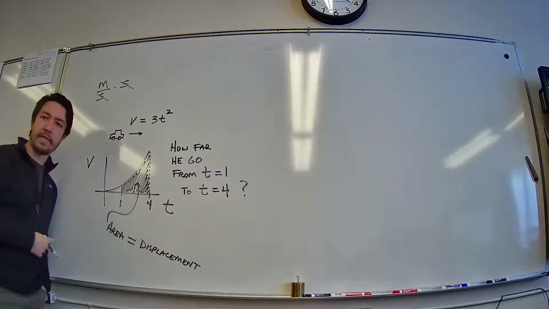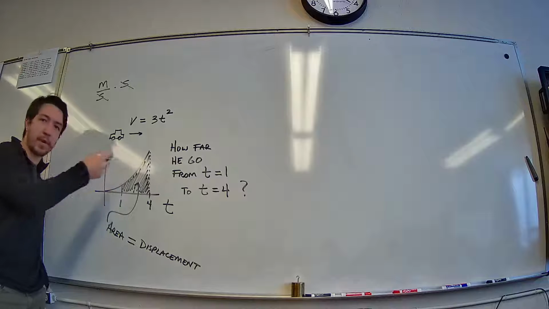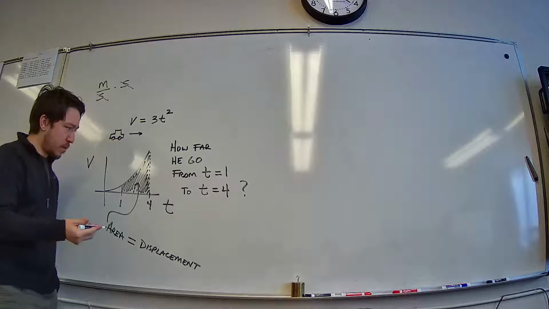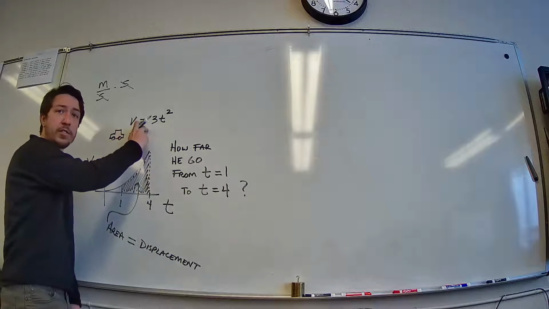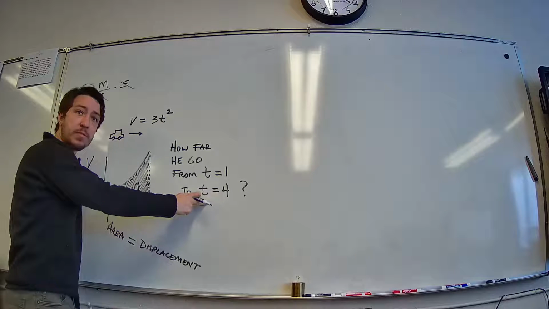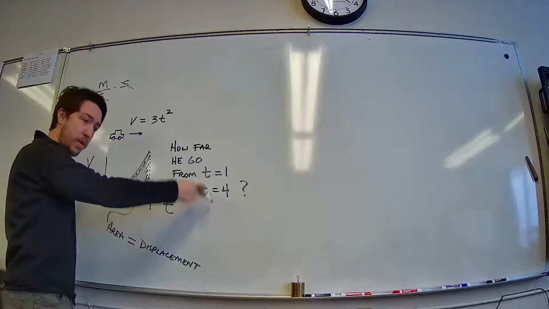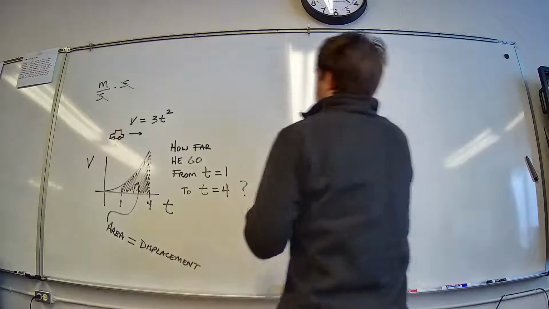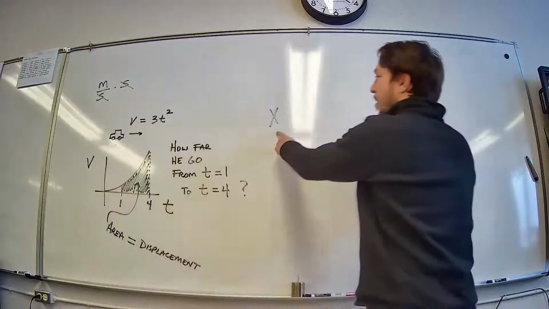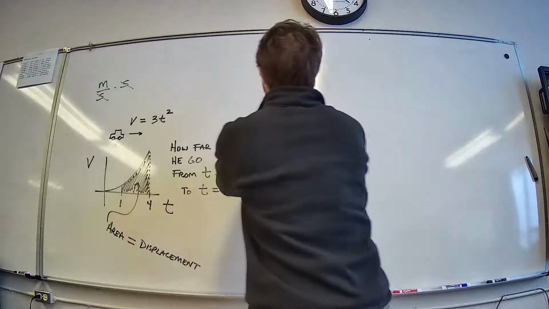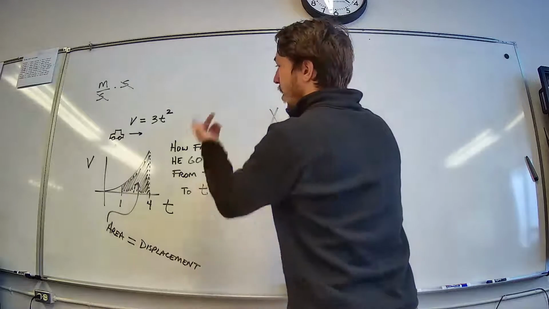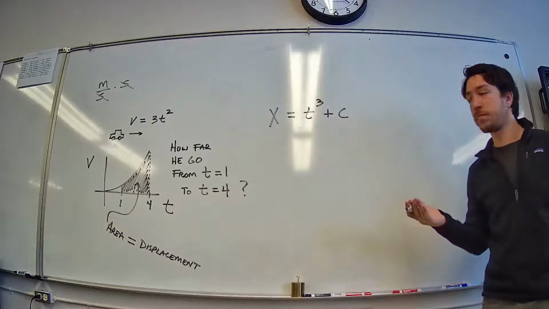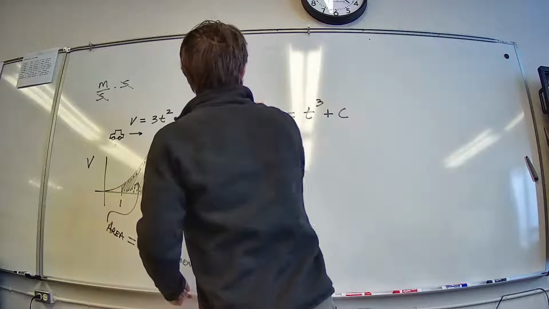But then you say, well, that's kind of a difficult area to find. Maybe I could estimate it by breaking it up into little triangles and squares or something. But how else could you do it? Forget the area. If I give you a velocity function and you want to know something about the displacement, what do you have to do? It's the antiderivative, the integral. So one way to approach this would be to say, I can actually get the distance function. The distance function for this would be t cubed plus a constant. Let me actually write it like this: it would be x of t.